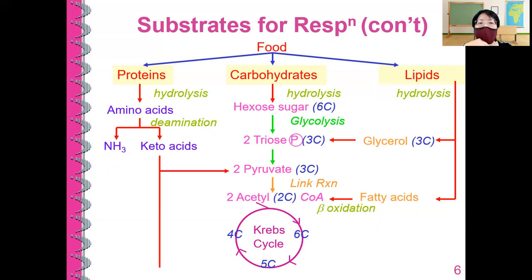So if it's a 3 carbon, it will enter as pyruvate, 4 carbon as oxaloacetate, 5 carbon as alpha ketoglutarate. By now you need to remember 6 carbon is citrate, 5 carbon is alpha ketoglutarate, 4 carbon is oxaloacetate.